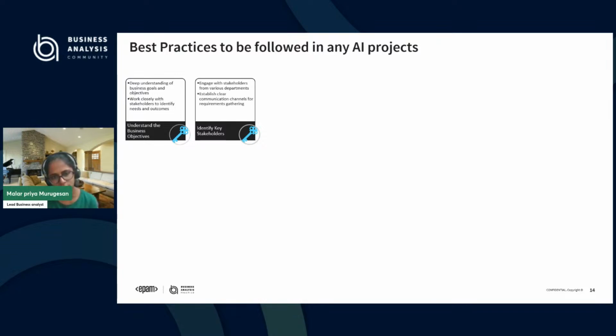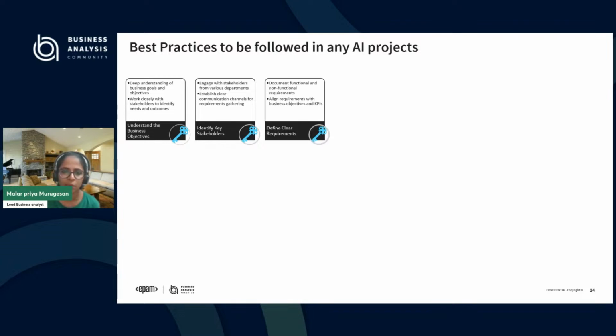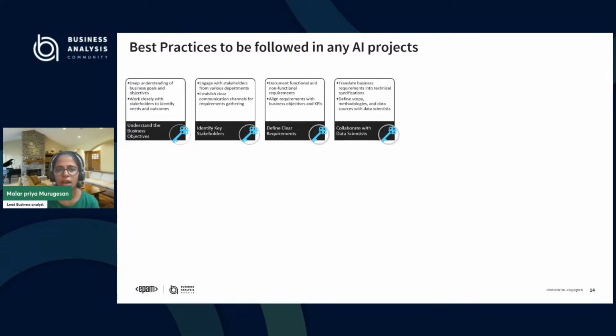And identify the key stakeholders, that is applicable to any project, and define clear requirements, again applicable to any project, and collaborate with data scientists. This is the one thing that will differ, right? When you involve your data scientist at the very beginning, they can give a lot of inputs to you. They in fact changed my understanding or idea of the solution strategy. So collaborate with data scientists in the very beginning phase.